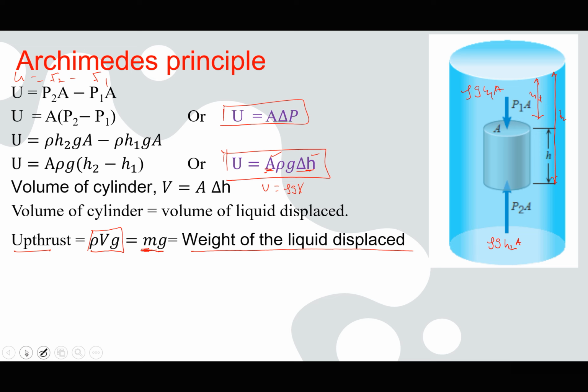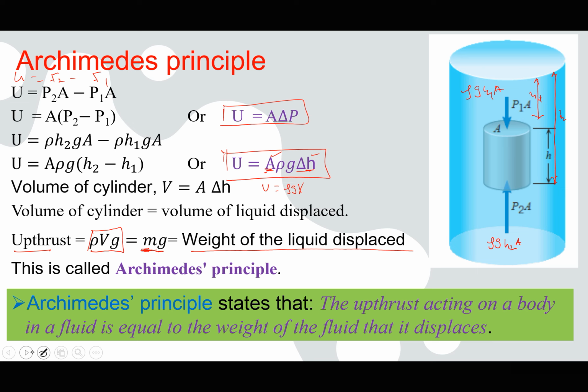And by the way, this is what we call Archimedes' principle. So if we are told to state Archimedes' principle, we shall simply say the upthrust acting on a body in a fluid is equal to the weight of the fluid that it displaces. The upthrust acting on a body immersed in a fluid is equal to the weight of the fluid it displaces. So upthrust equals the weight of the liquid displaced, or upthrust equals the weight of the fluid displaced.